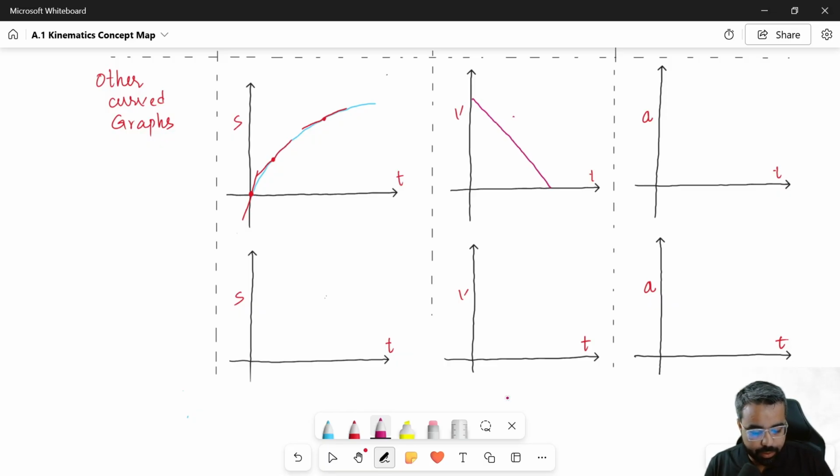And what will be the acceleration? Since this kind of graph always gives us a negative value of slope or negative value of gradient, because velocity is decreasing, that's why, dear students, the acceleration time graph must be like this constant line.